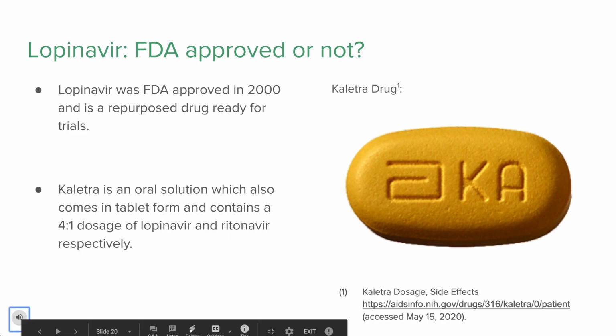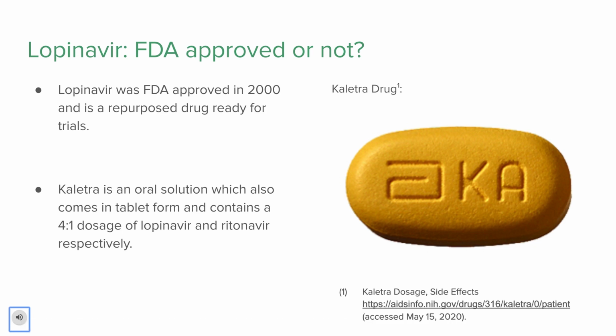So lopinavir was FDA approved in 2000 and is a repurposed drug ready for trials. It is most commonly administered as a tablet under the name Kaletra.